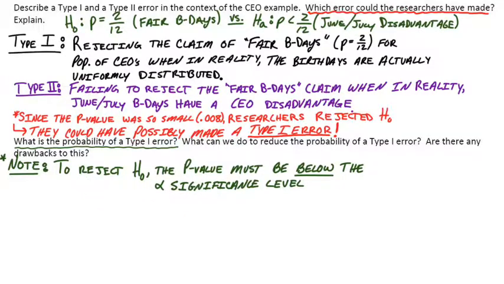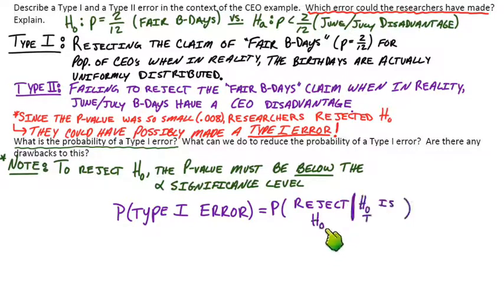And if we reject the null, we're actually at risk of making a type 1 error. So the probability of a type 1 error, and let's think about what goes into making a type 1 error, right? That's the probability that we reject the null hypothesis given that the null is true, right? So it's a conditional probability. You made the choice to reject the null hypothesis when the null is actually true. So to reject the null hypothesis, our p-value has to actually be under that alpha significance level.